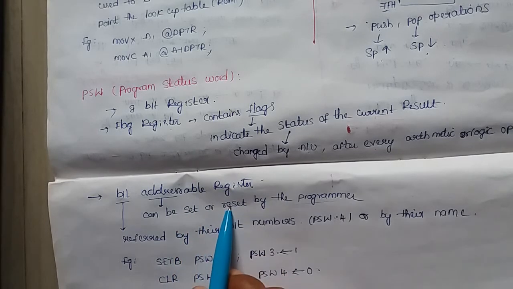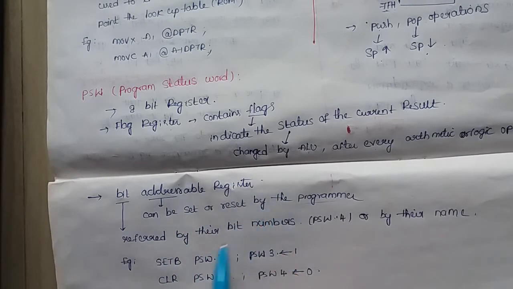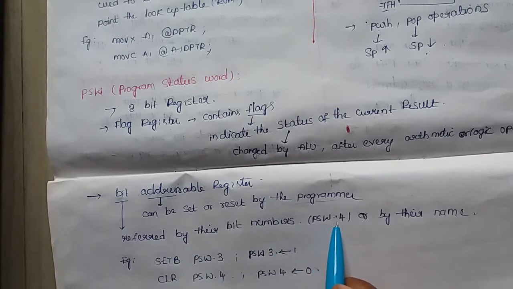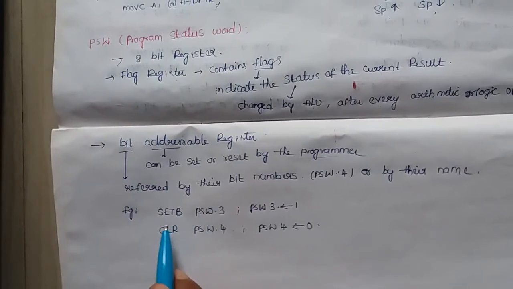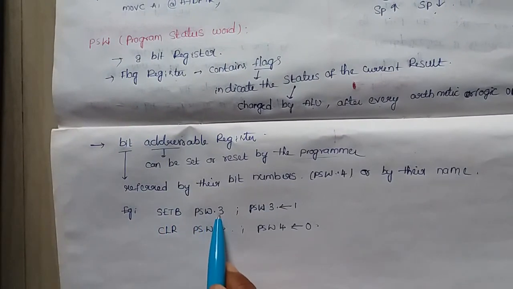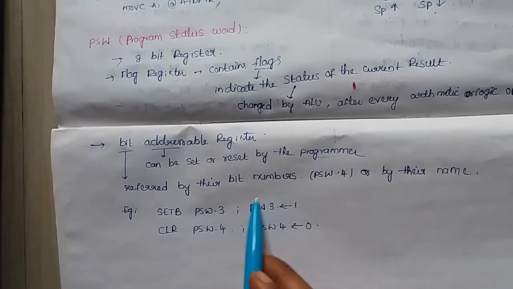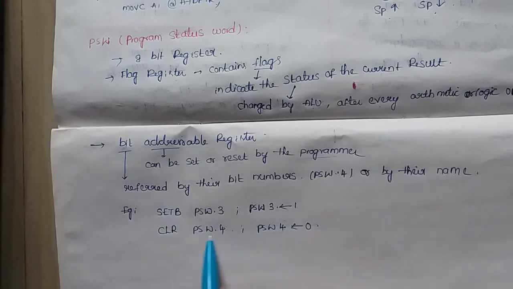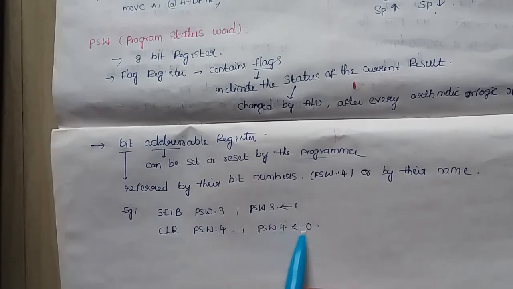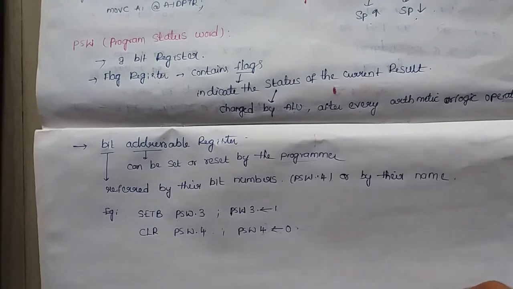Each bit can be individually set or reset by the programmer. The bits can be referred to by their bit numbers, like PSW.4, or maybe by their names. You may see the example. SETB PSW.3. The set means we are moving the value one into that particular bit location. Clear means we are placing the 0 value in that particular bit position. Here CLR PSW.4. The particular bit value is cleared. That means keeping the 0 value in that bit position.